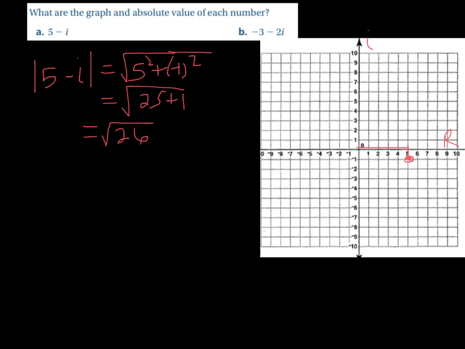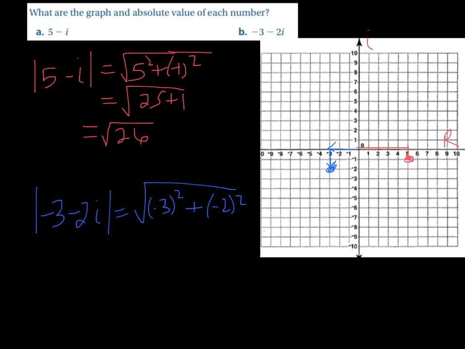Okay. In part B, we've got negative 3 minus 2i, which means we're going to go negative 3 on the real axis, and then minus 2 means we're going to drop down 2 units, and here's our point right down here. And the absolute value of negative 3 minus 2i would be the square root of negative 3 squared plus negative 2 squared. Well, negative 3 squared is 9, negative 2 squared is 4, so I get square root of 13 for my distance from 0.